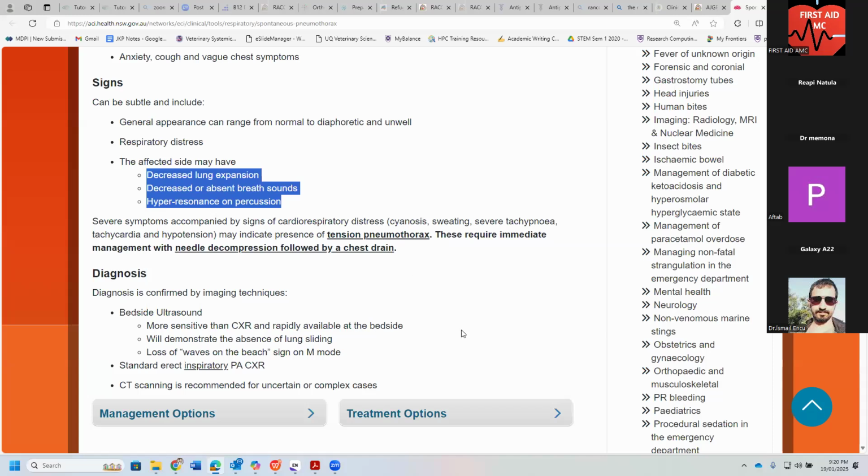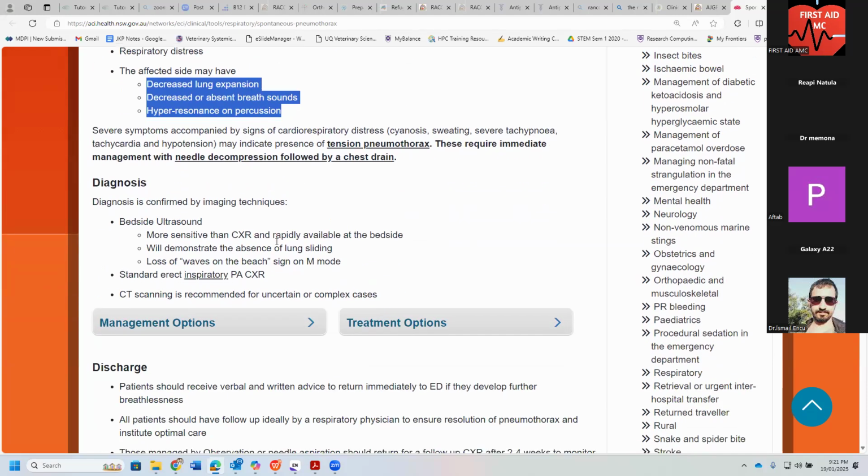Severe symptoms can cause respiratory and cardiovascular distress as well, for example cyanosis, sweating, severe tachypnea, tachycardia, and hypotension. These are all the signs of tension pneumothorax. Tension pneumothorax requires immediate needle decompression followed by a chest tube insertion with a water drain. Okay? Water under seal.